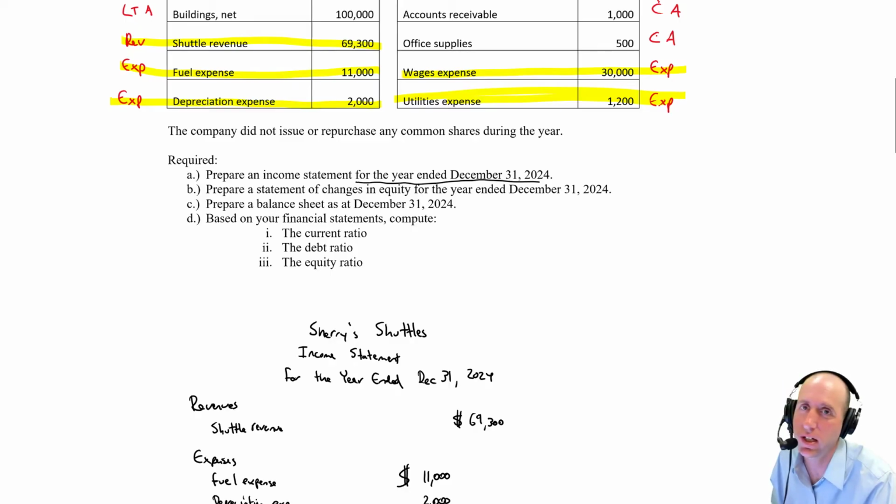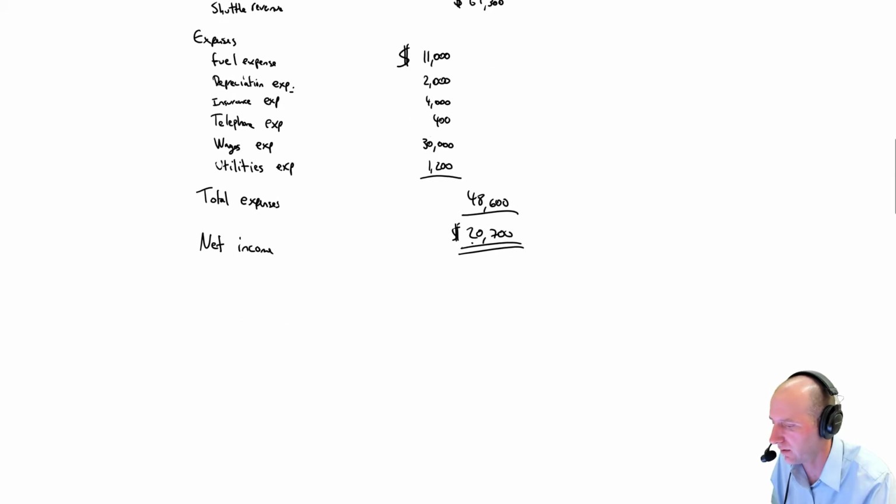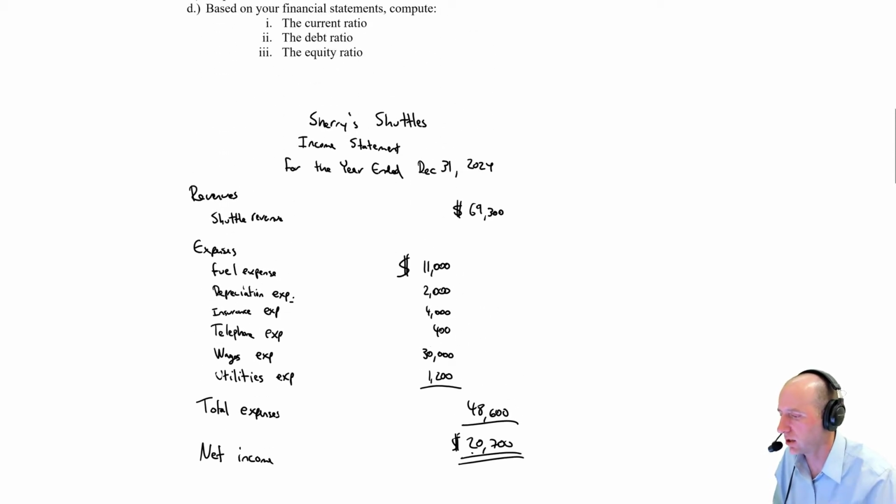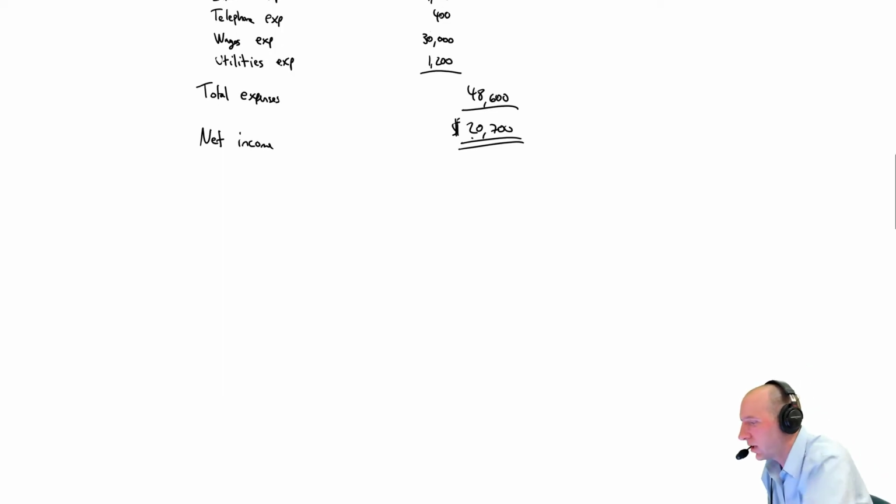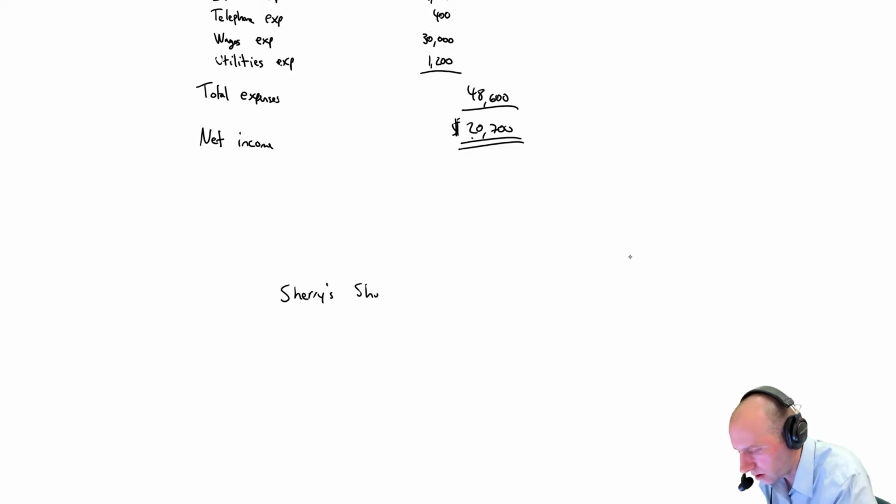And to do it, we are going to need a 3-line title. So let's just start with our title, very similar to that of the income statement. So the income statement, Sherry Shuttles income statement for the year ended December 31st, 2024. The statement of changes in equity, we're going to say Sherry Shuttles statement of changes in equity for the year ended December 31st, 2024. So exactly the same. Name of the company, Sherry's Shuttles.